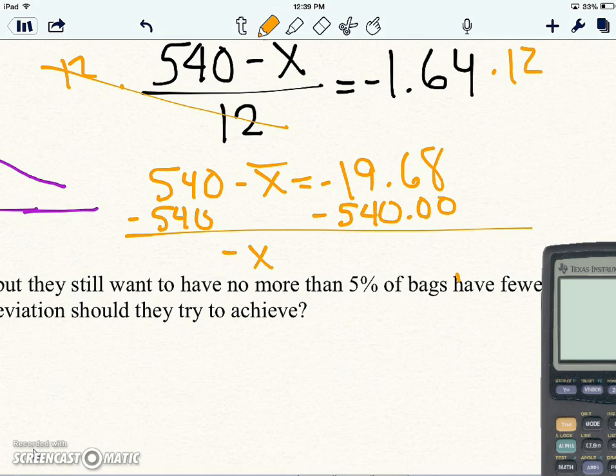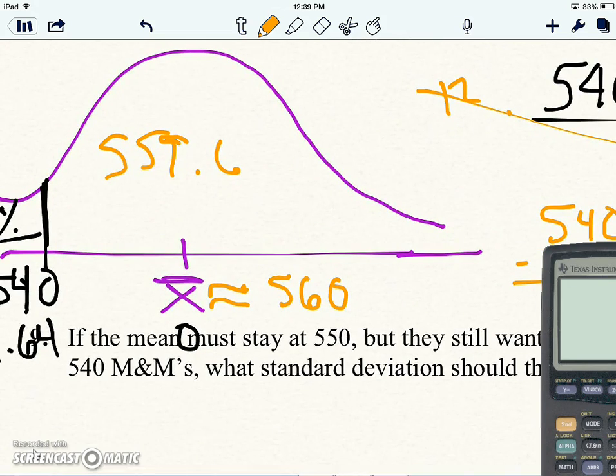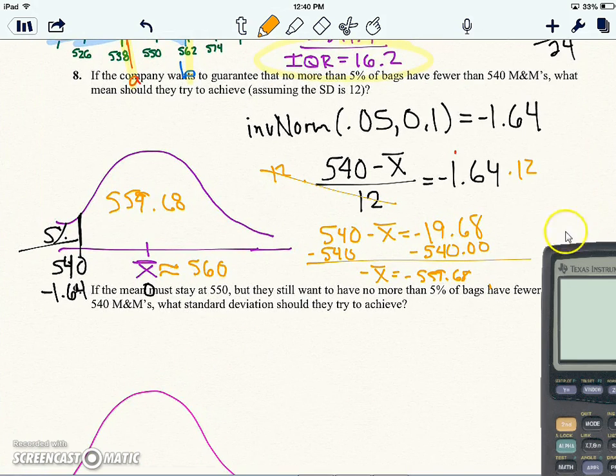So we get a negative x bar and a negative 559.68, which means the mean that they would want is about 560. Okay, so it's approximately 560, although if you were to check it in the calculator, you would want to use 559.68. I'm having issues with my stylus, excuse me. And what I mean by check is let's see if that's true.